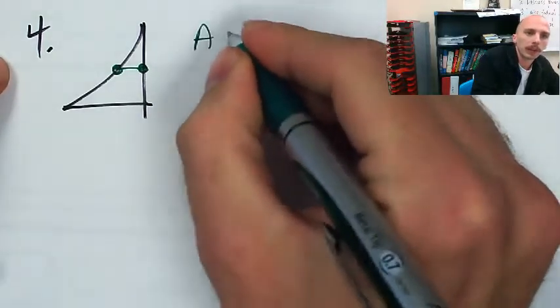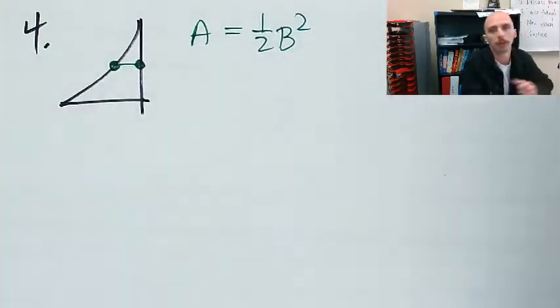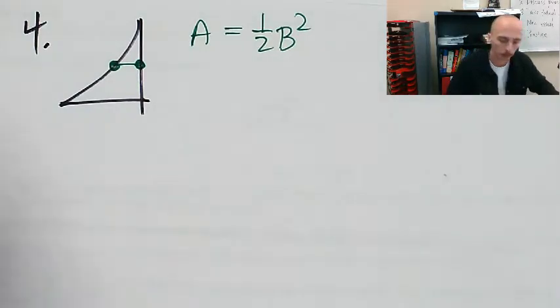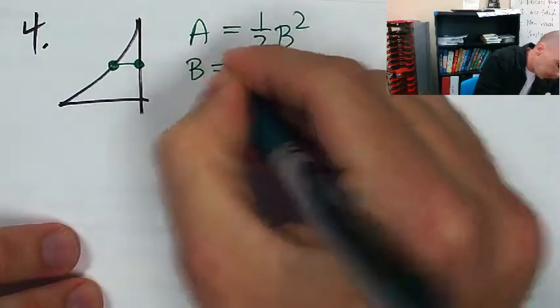Okay, we know that the area of an isosceles right triangle is 1/2 base squared, because area of a triangle is 1/2 base times height, and in an isosceles right triangle, base is height, so that's where we get the base squared. Okay, and then for the base, I need to write down a formula.